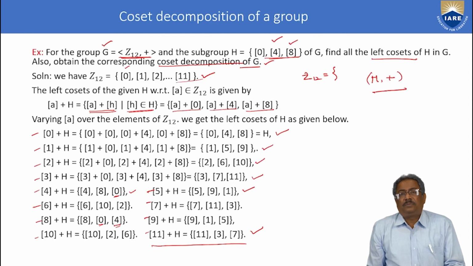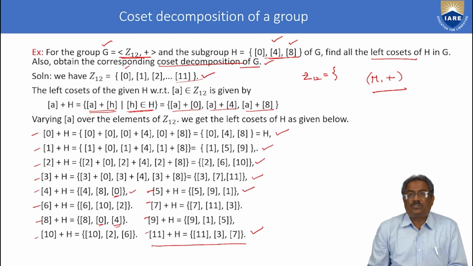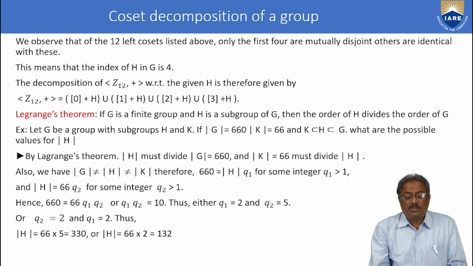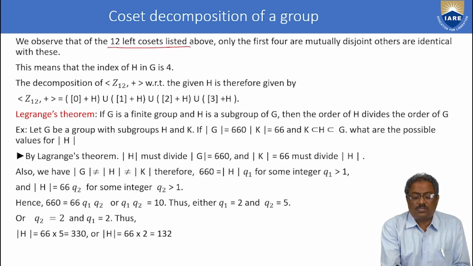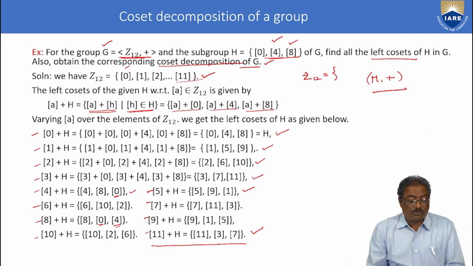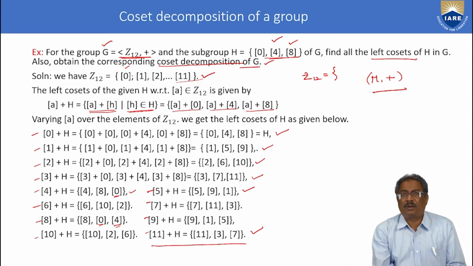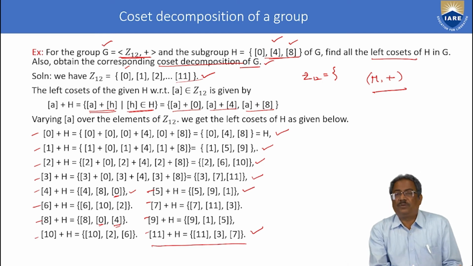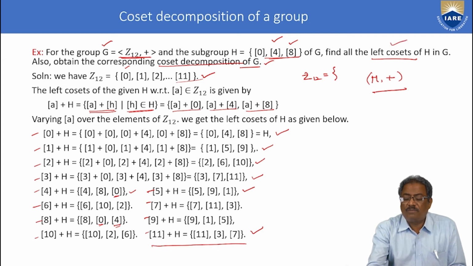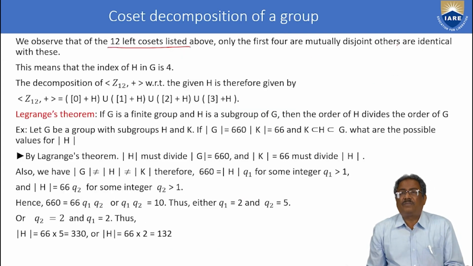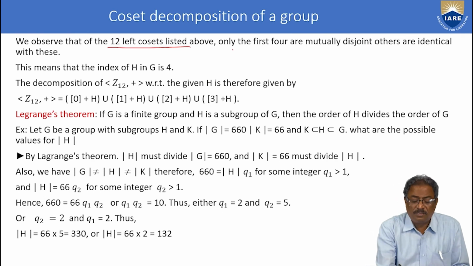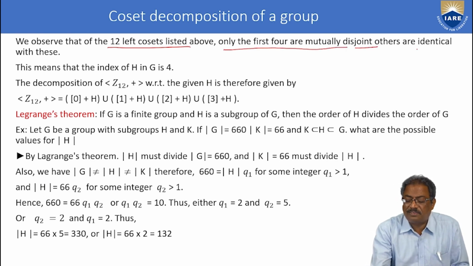Now, observe this. These are the possible left cosets. There are 12 left cosets. See here, how many elements are we going to apply? That is nothing but the number of elements in Z12. So there are 12 elements. Obviously, we are going to get 12 left cosets. So among these 12 left cosets, some are identical. The first 4 are mutually disjoint, and the others are identical.